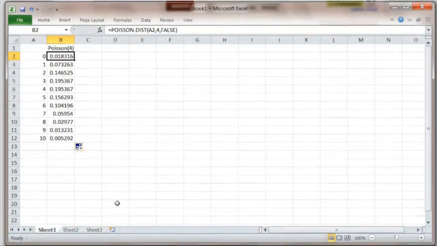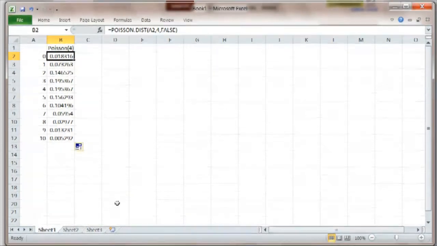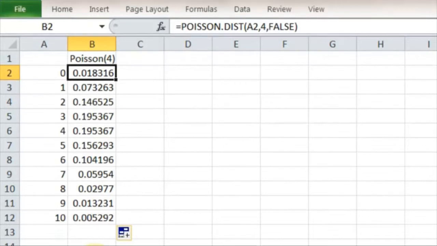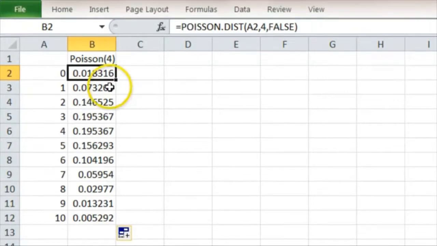Let's now look at how we find the mean of a probability distribution for the Poisson distribution. I've got here an example where the mean is 4, and we can then work out the probability of any particular number of occurrences using the formula that's given in Excel. So the chance of getting naught events is 1.8%, the chance of getting one event is 7.3%, and so on.